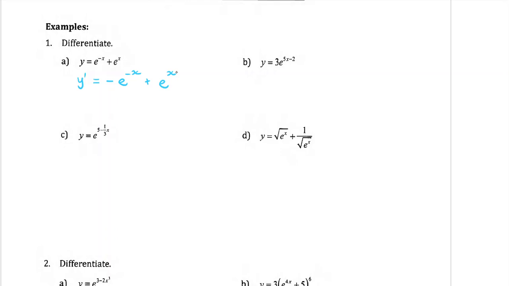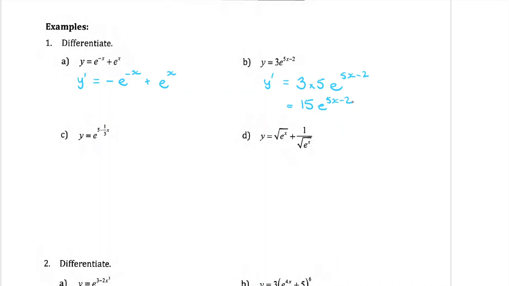Question B. Any numbers sitting out the front? So this 3, it's just a lovely little spectator out here for the moment. Leave it sitting out the front. The derivative of the power is 5. So times the 5 down here. Keep the exponential with the same power. And then you just times that 5 with the 3. So it's 15e to the 5x minus 2.